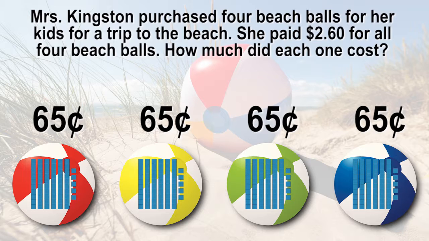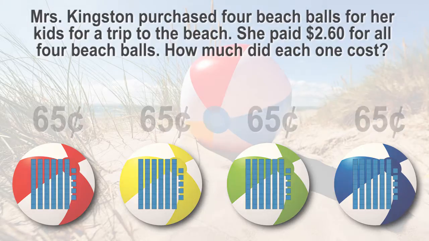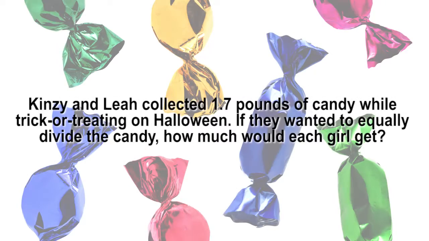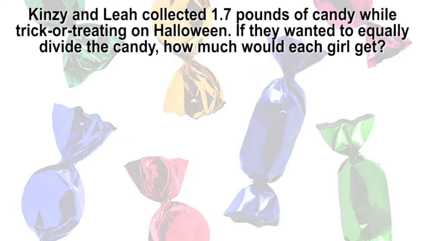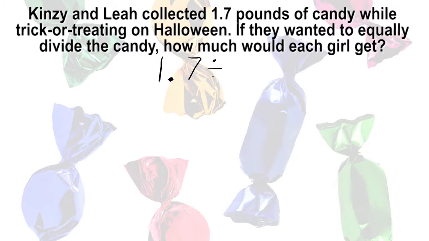In our next example, we will use the box, line, dot method to visually represent base 10 blocks instead of using the blocks directly. Kinsey and Leah collected 1 7/10 pounds of candy while trick-or-treating on Halloween. If they wanted to equally divide the candy between the 2 of them, how much would each girl get? Our expression is 1 7/10 divided by 2.